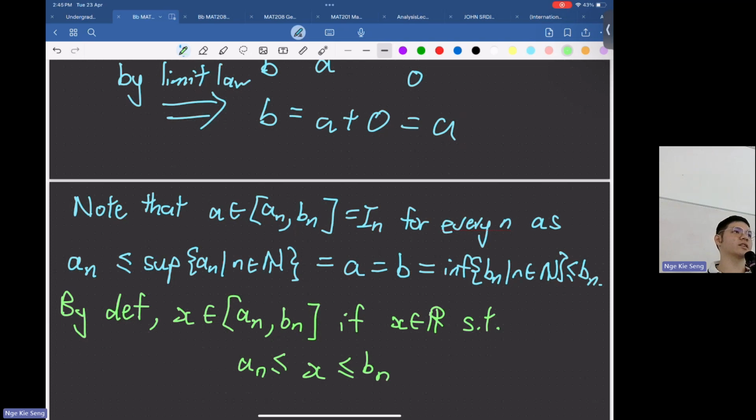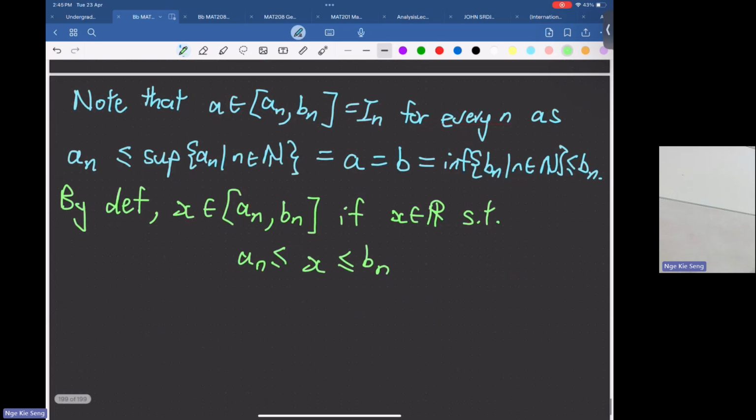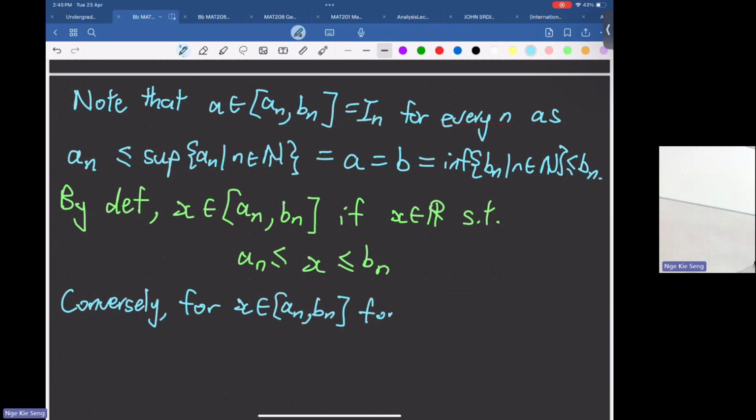And we want to show that this is the only point that does this. Okay, how do we show that this is the only one? Let's say there's another one that does it, right? Okay, so conversely, let's say we have another point, call it X, that does the same thing. We want to show that this X is actually A.